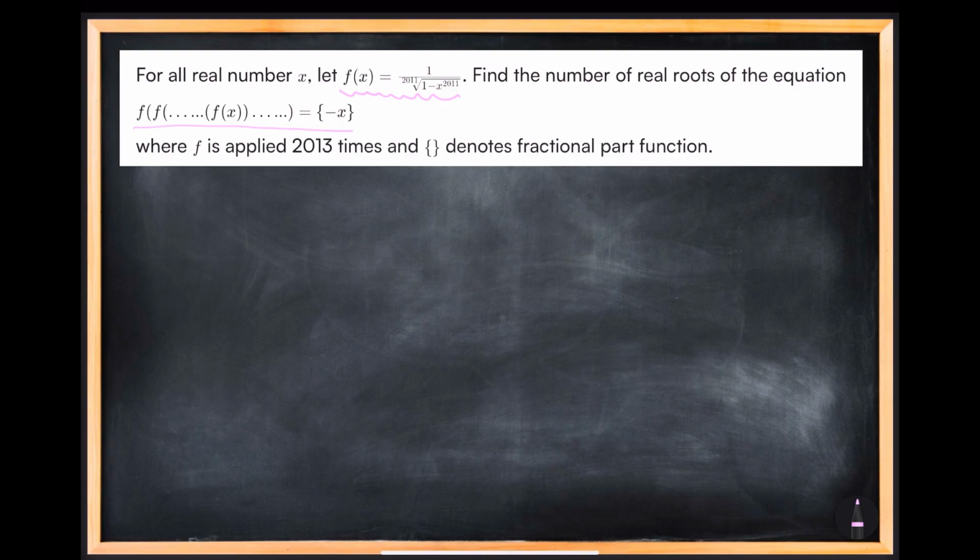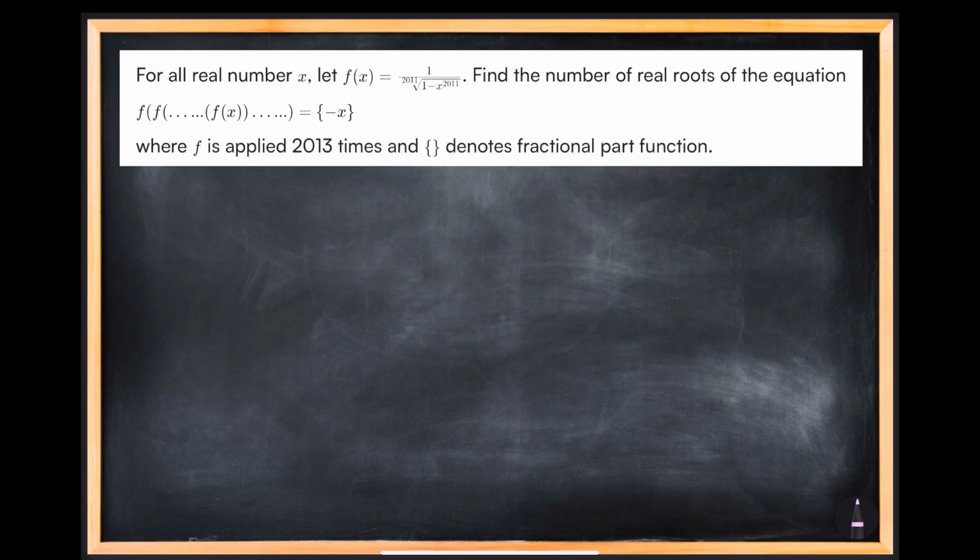Where f is applied 2013 times. So it is f of f of ... till 2013 times. Now you know that we will never do this manually till 2013 times. So what we have to do, we will find some of the terms, and we will try to get the pattern, and then we will establish the relationship between the required and the pattern.